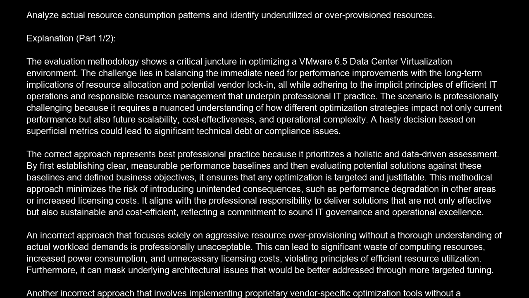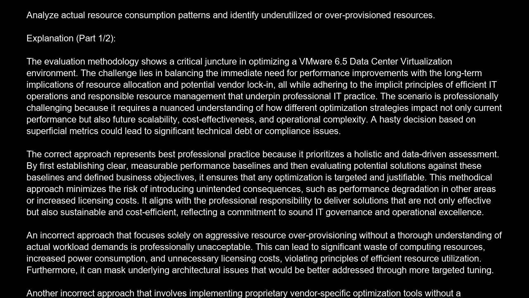The challenge lies in balancing the immediate need for performance improvements with the long-term implications of resource allocation and potential vendor lock-in, all while adhering to the implicit principles of efficient IT operations and responsible resource management that underpin professional IT practice. The scenario is professionally challenging because it requires a nuanced understanding of how different optimization strategies impact not only current performance, but also future scalability, cost-effectiveness, and operational complexity. A hasty decision based on superficial metrics could lead to significant technical debt or compliance issues.